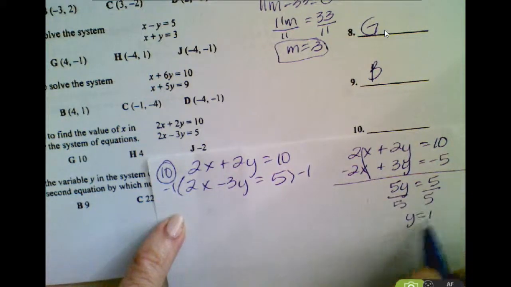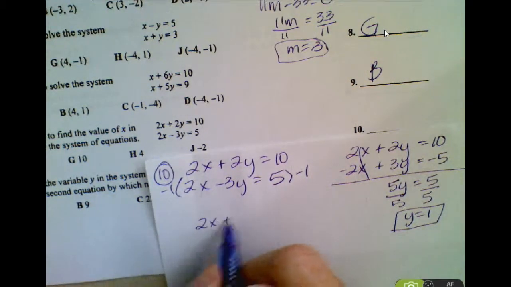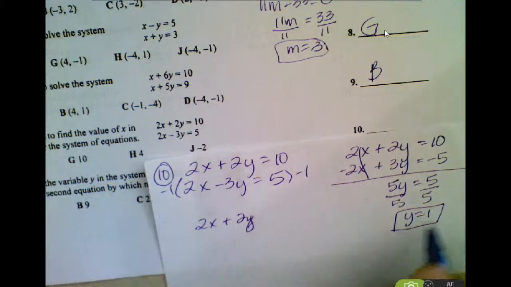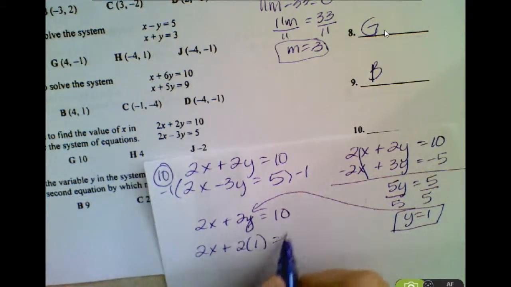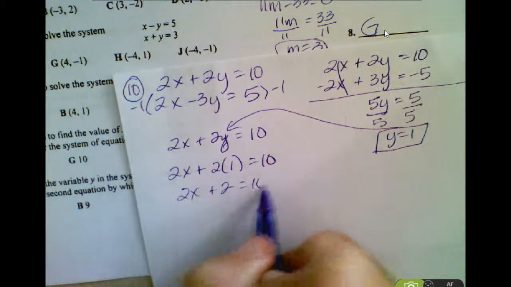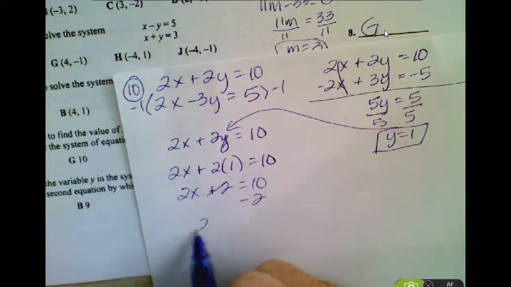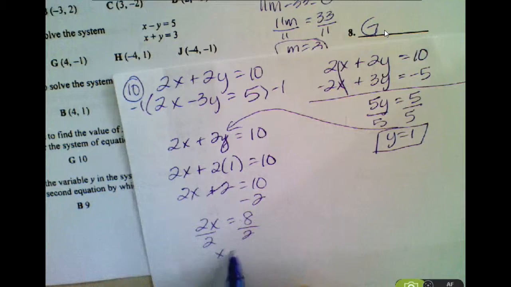Y equals 1. Good. Now which equation would you like to plug back into? The first one. So 2x plus 2y. Where is that 1 going to get plugged in? For which variable? The y. So 2x plus 2 times 1 equals 10. What's 2 times 1? 2. How do I solve that? Subtract 2 on both sides. Yep. And then you divide by 2. What is this? 8. Then I divide by 2, so x equals 4.